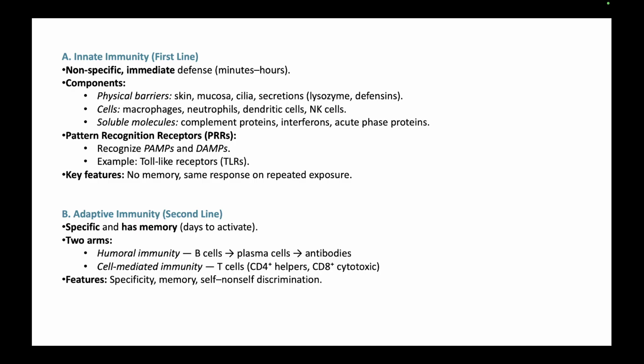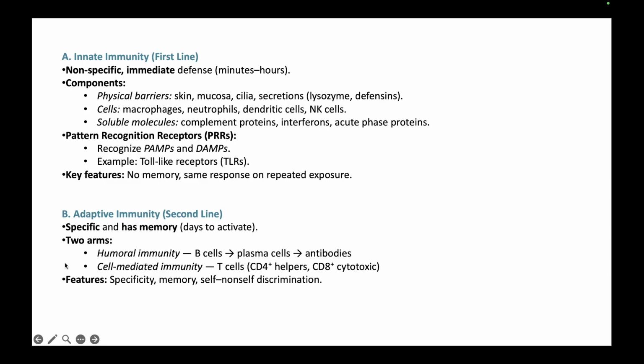There are also some pattern recognition receptors present, which recognize these PAMPs or DAMPs, for example toll-like receptors. These are pathogen associated molecular patterns, which are recognized by the toll-like receptors, which are part of the innate immunity. So the key feature of innate immunity is that it has no memory, and it has the same response on repeated exposure, because there is no memory.